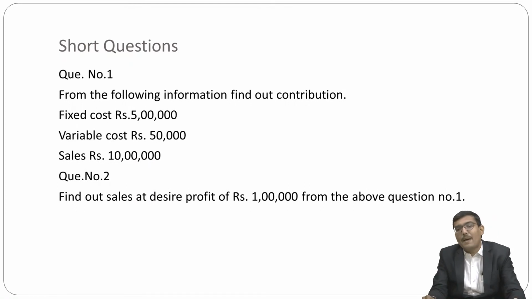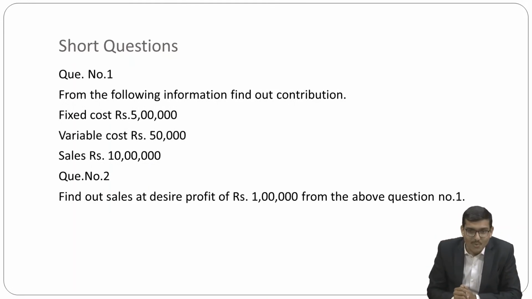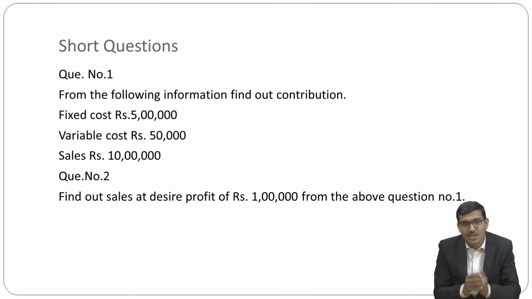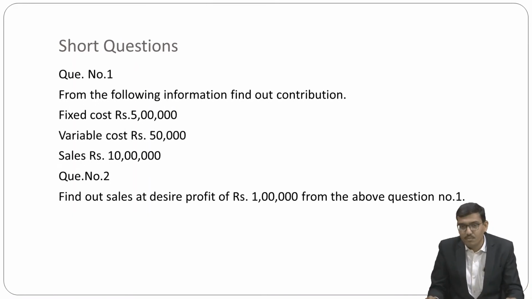The second aspect, that is a short question: from the following information find out the contribution. Sir, contribution is very easy. How? Contribution is equal to sales minus variable cost. So here fixed cost is given, variable cost is given, sales is given. Then you can easily find the contribution, that is sales minus variable cost. That is 10 lakh minus 50,000. So 9 lakh 50,000 is, my dear friends, your contribution.